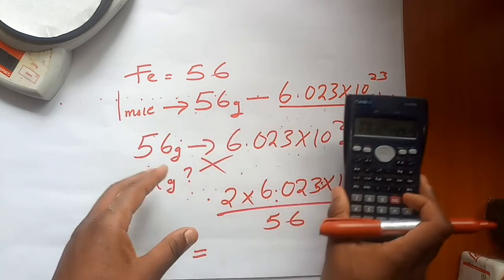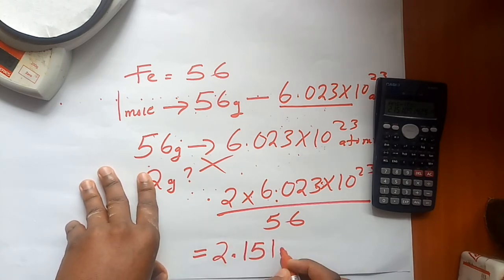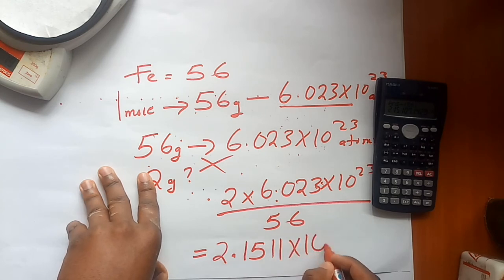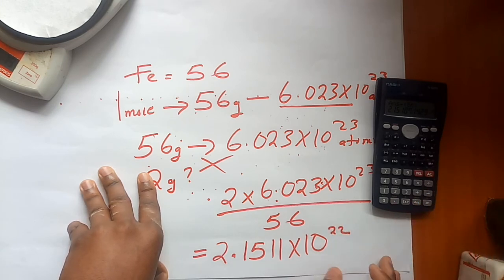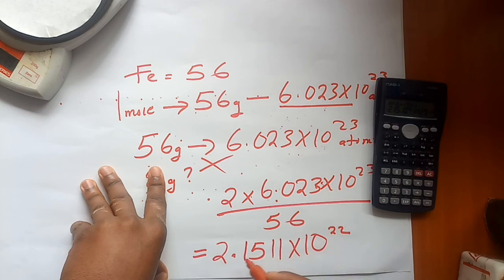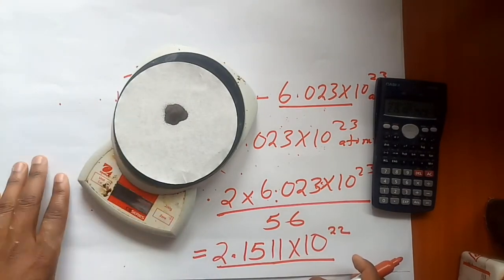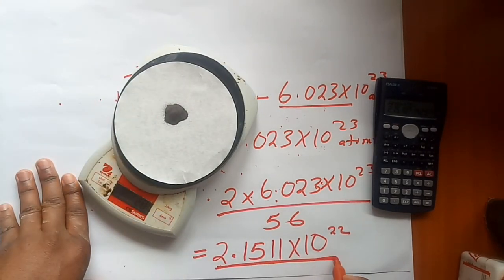What you get is 2.151 times 10 to the power of 22. Always look at your calculator. Most students will always rush to 23, but always look at your calculator correctly to transfer the correct answer. So, 2.151 times 10 to the power of 22. So our 2 grams of iron has this number of particles.